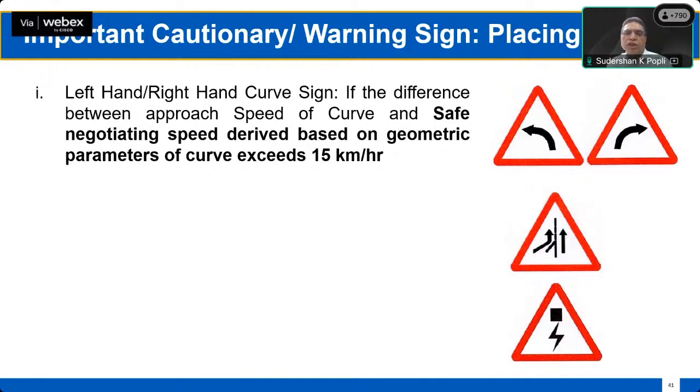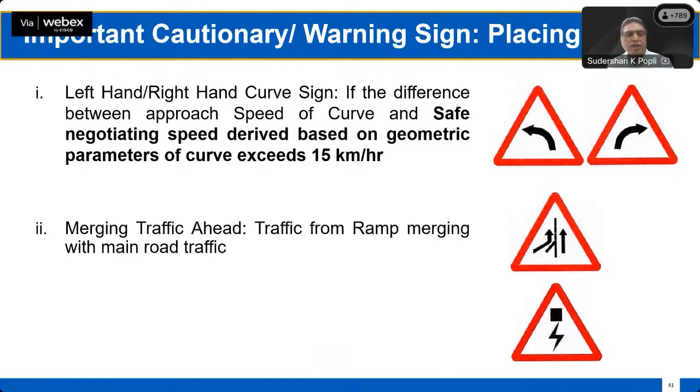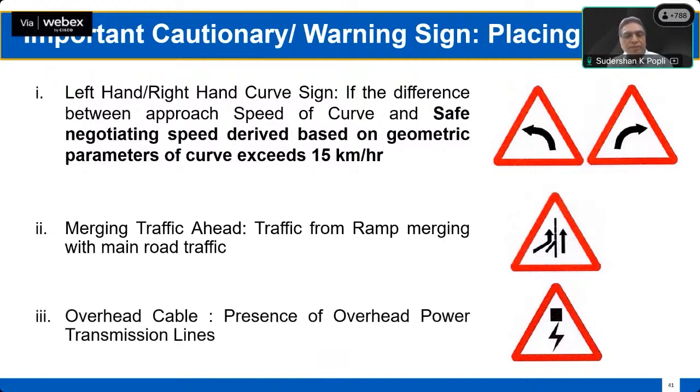The curve signs, left hand and right hand, are placed when the speed on the curves has a difference of more than 15 kilometers per hour. Otherwise, it is served by the chevron signs we place. Then merging traffic ahead. It should be fixed very carefully: through traffic is there in the case of a national highway, and the left road is joining, so it should be placed accordingly. It should not be otherwise, as this kind of mistake has generally been seen at project sites.